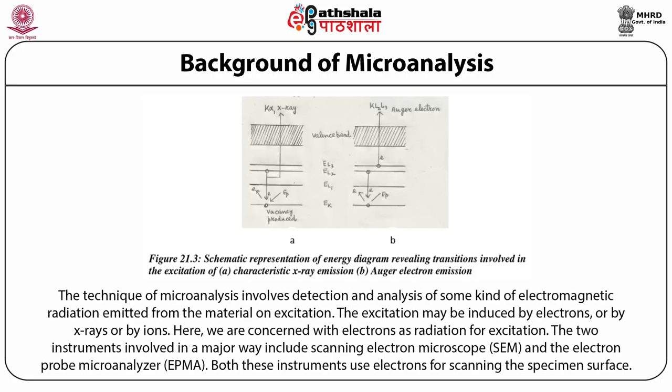The technique of microanalysis involves detection and analysis of some kind of electromagnetic radiation emitted from the material on excitation. The excitation may be induced by electrons, by X-rays, or by ions. Here, we are concerned with electrons as radiation for excitation. The two instruments involved in a major way include the scanning electron microscope, known as SEM, and the electron probe microanalyzer, abbreviated as EPMA. Both these instruments use electrons for scanning the specimen surface.